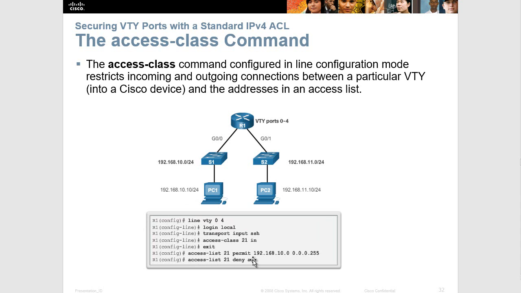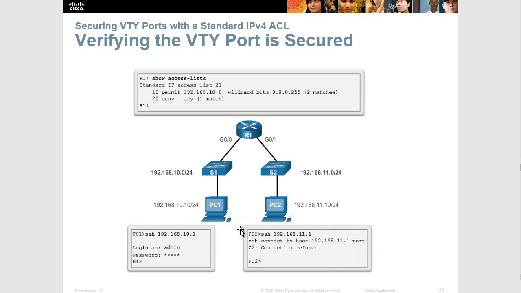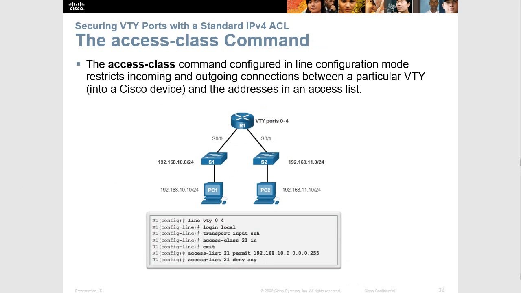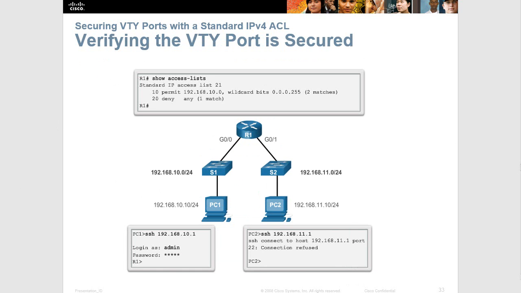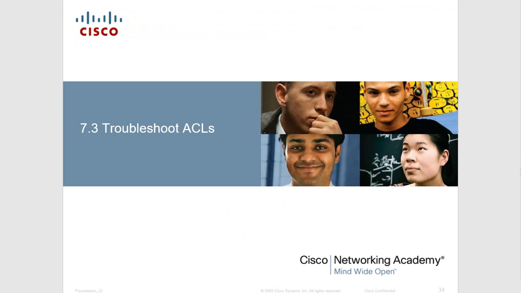The creation of the list is just the same. What do you want to permit? What do you want to deny? But when you apply it to a VTY line, you're going to use access class. When you do that, whoever you've permitted will be presented with the ability to log in. When they try to SSH or telnet, if they weren't permitted, the connection is going to be refused. So again, it's access class that you would use. And that is configuring your access control list. We've got troubleshooting, then we're done.